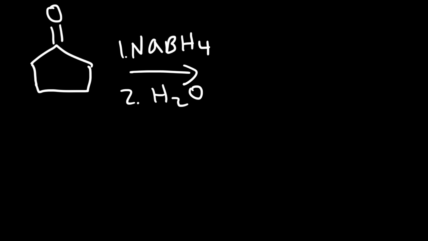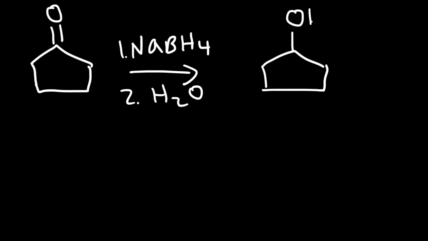Now let's say we have cyclopentanone and we decide to react it with sodium borohydride followed by H2O. What's going to be the product of this reaction? Sodium borohydride is a reducing agent. By the way, feel free to pause the video as I go through these examples if you want to try it.